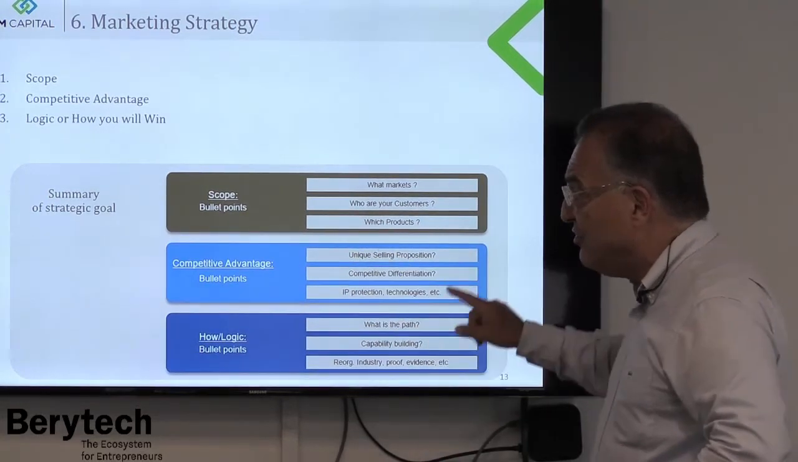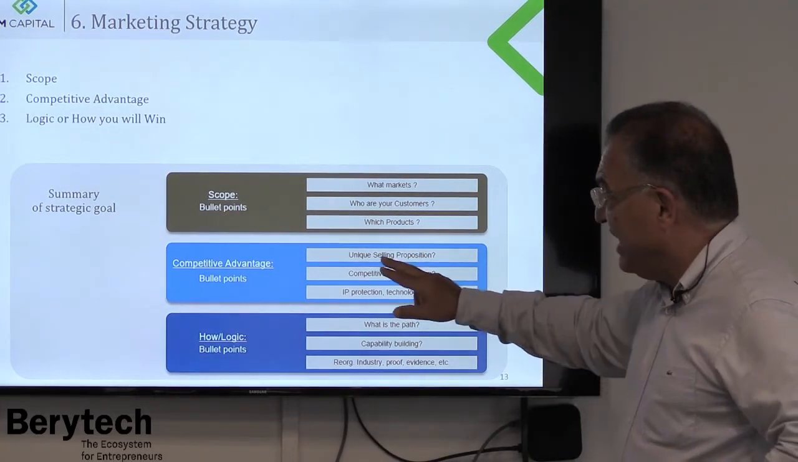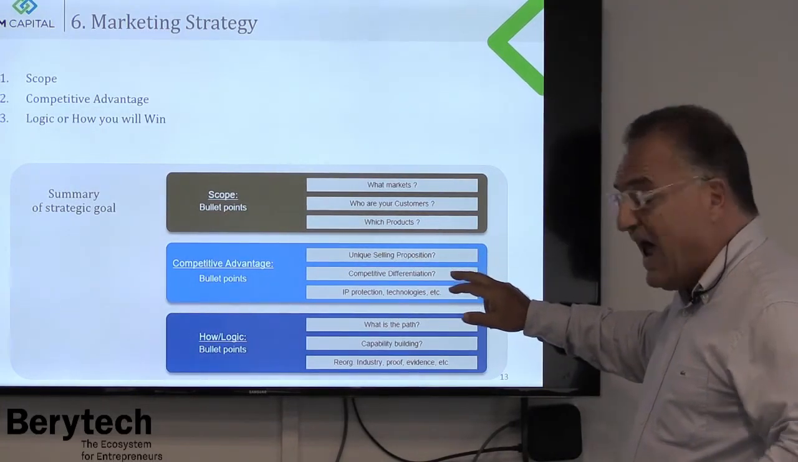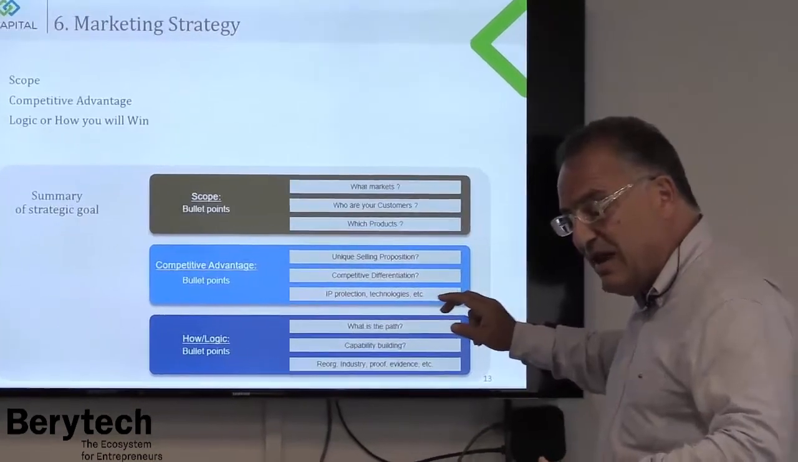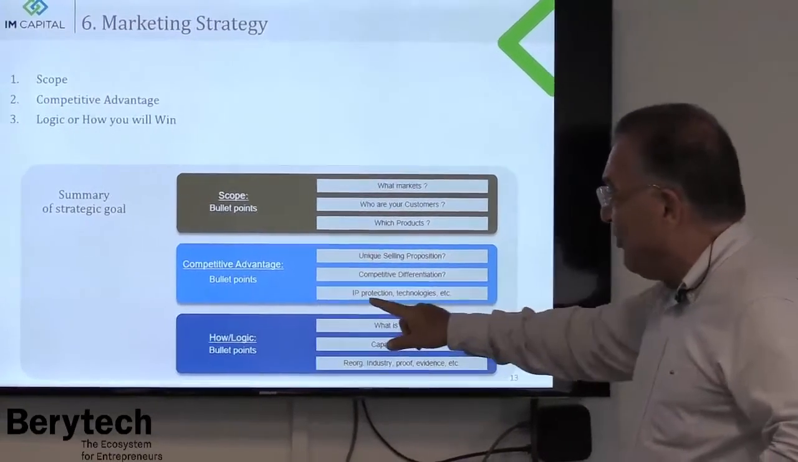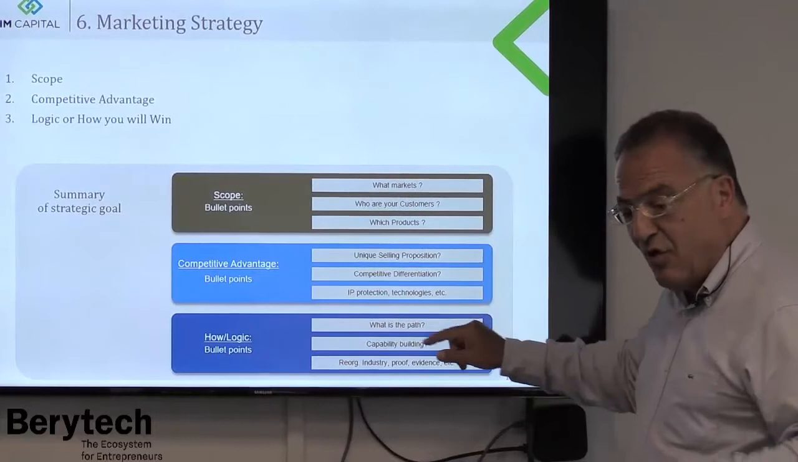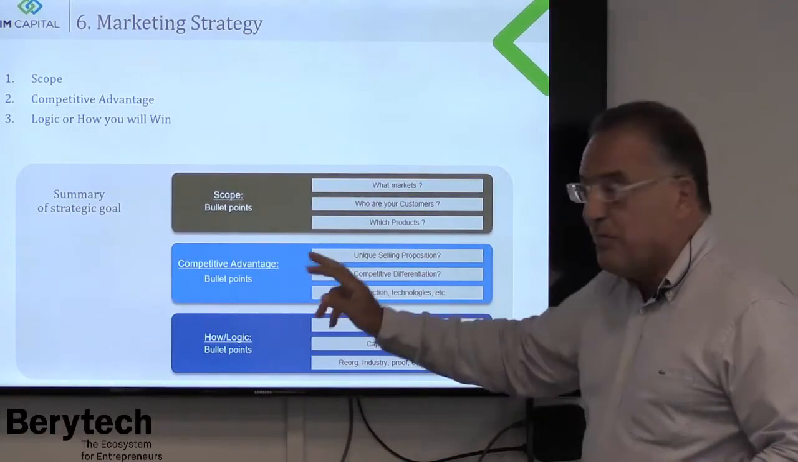Then I will ask you, how different are you versus the competition? Your unique selling proposition, what are the elements where you differentiate? Is it price? Is it availability? Is it delivery? Is it quality? Is it the quality of the service? And what sort of IP protection or technology protection do you have? So how sustainable is your competitive advantage?